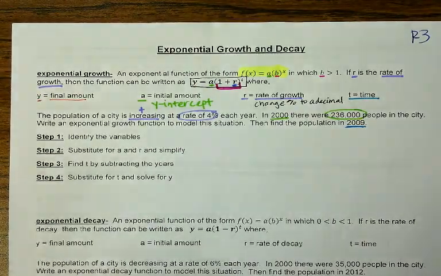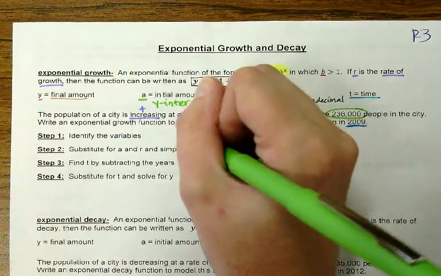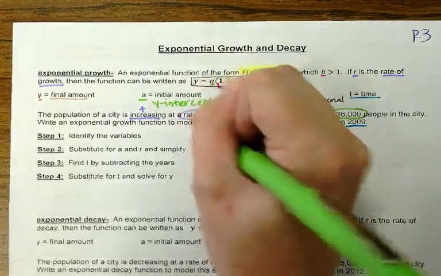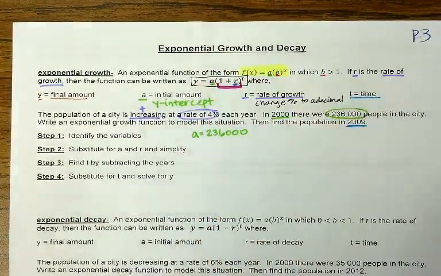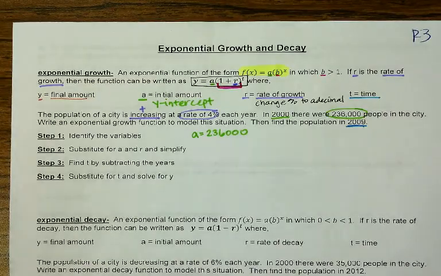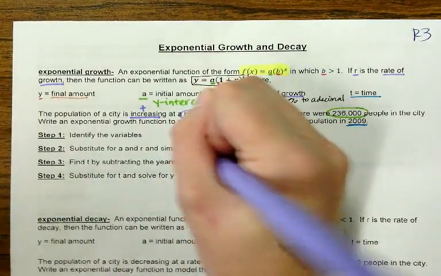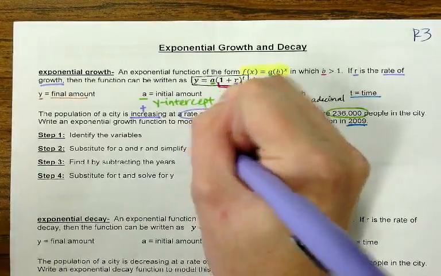So guys, what is my starting amount? What do we start with? How many people were in the city at the beginning of the problem? 236,000, right? So our a value is 236,000. Are y'all comfortable with that? That's how much we had at the beginning. My rate is equal to that 4%.